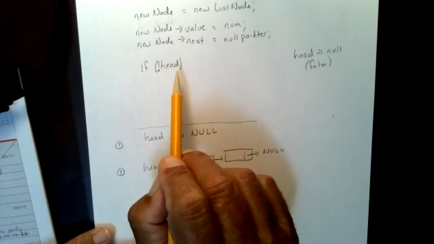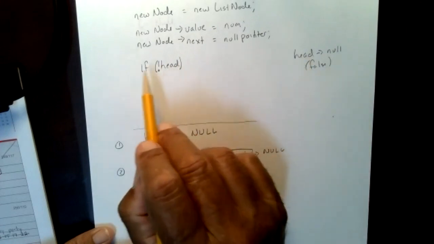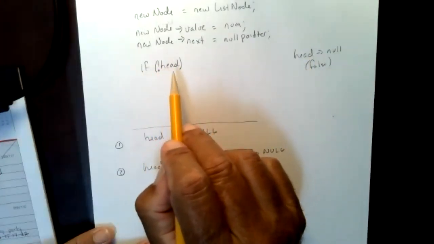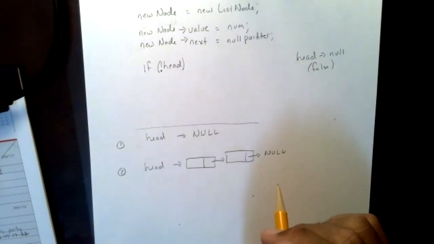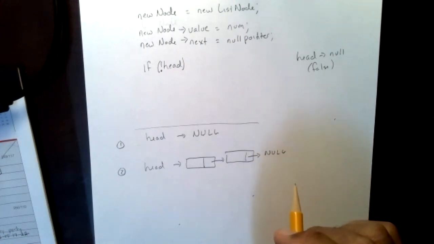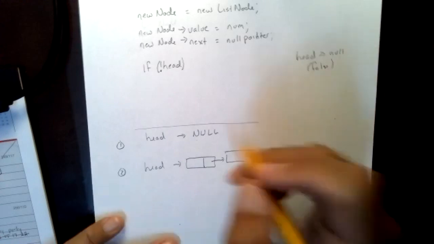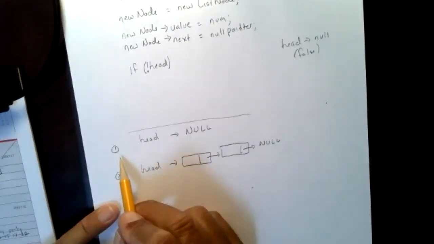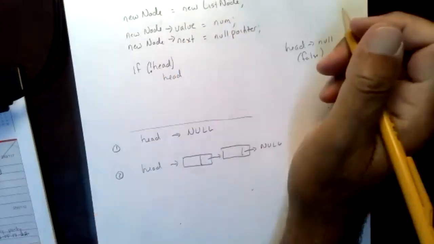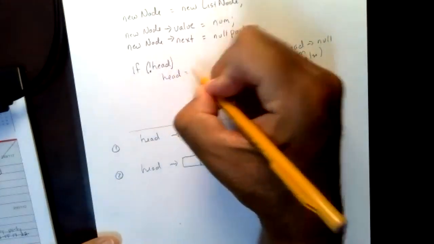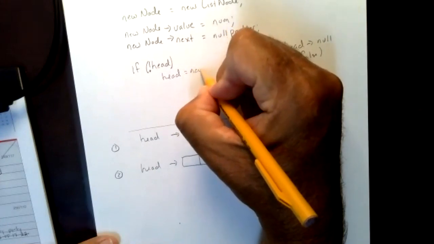It means it's not the end. It means, this isn't an if statement. So Boolean-wise, it would be a true statement. You with me? Yeah. Okay. So if that's true, that's my first case. And all I now have to do is say head, and I want head to point to new node. So we say head equals new node.